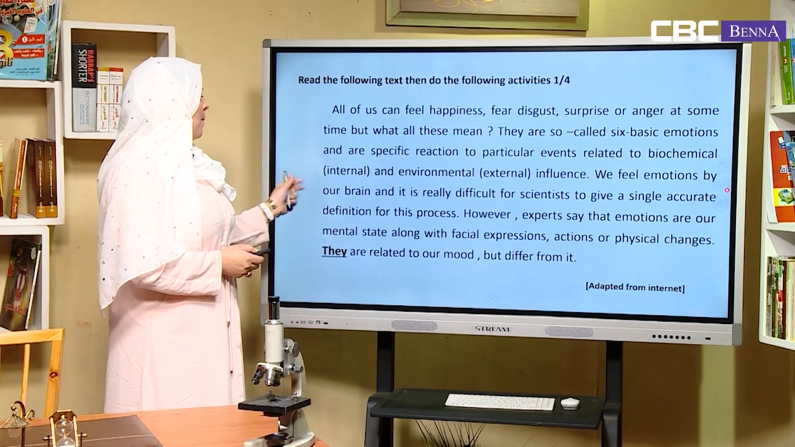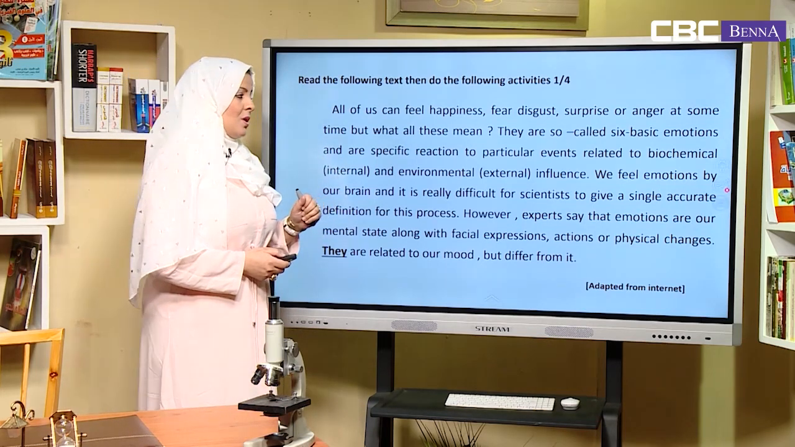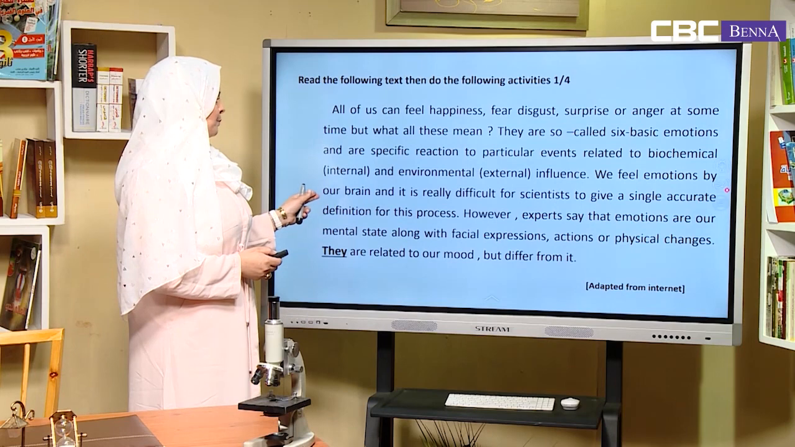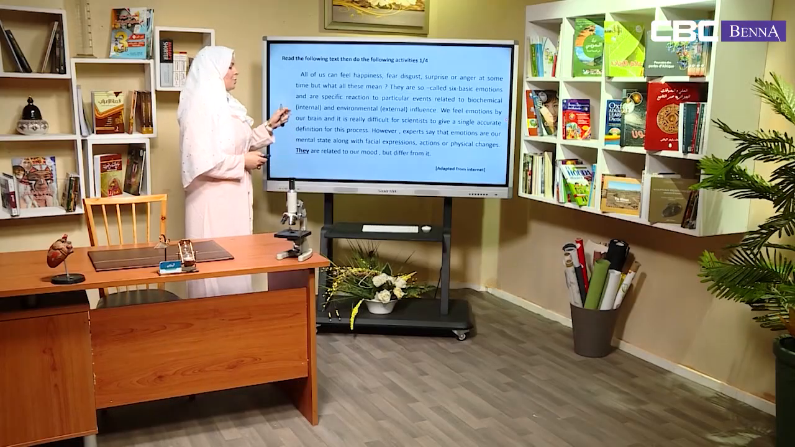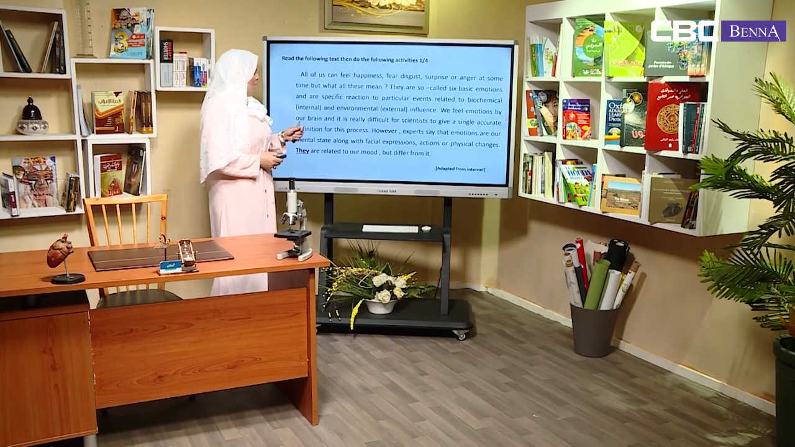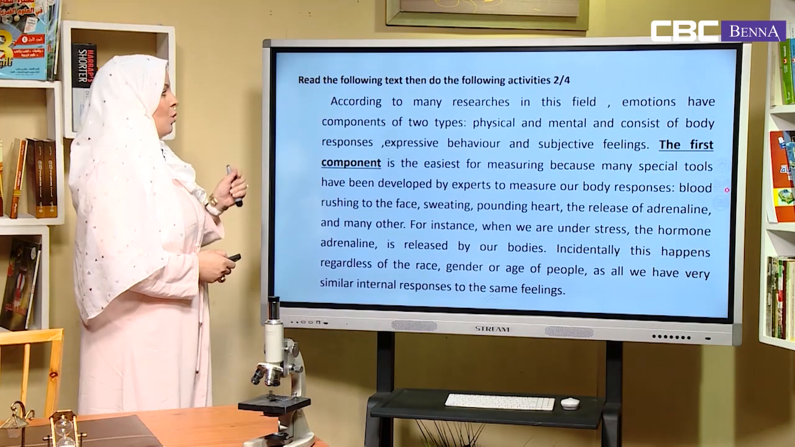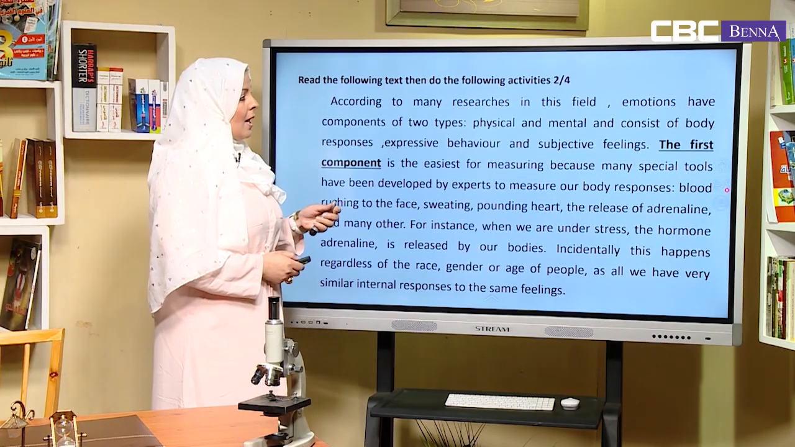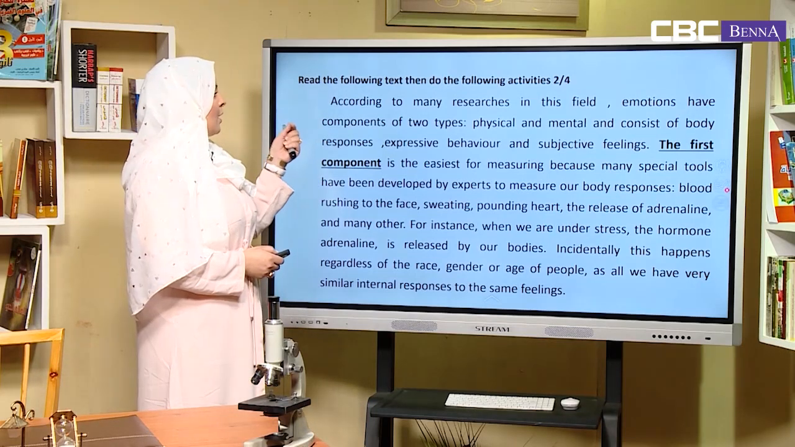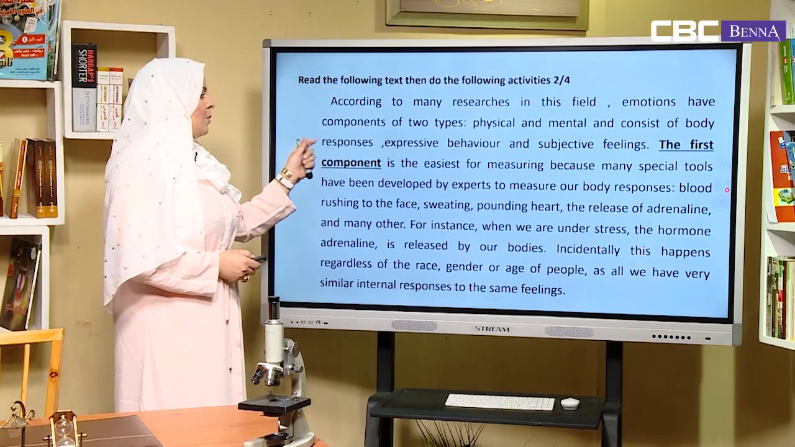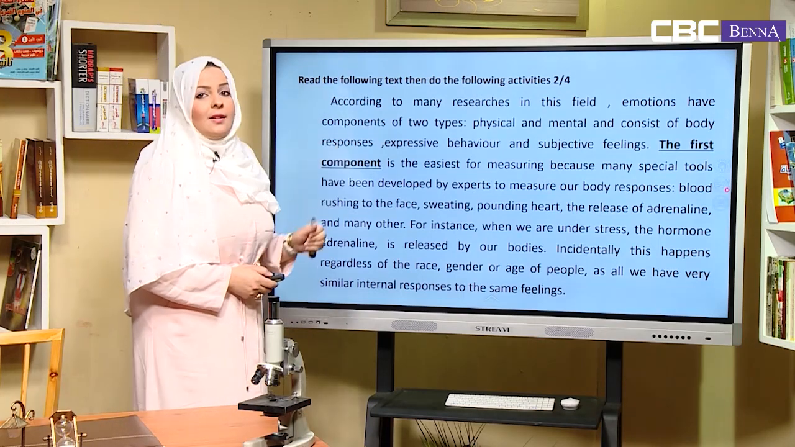We feel emotion by our brain, and it is really difficult for scientists to give a single accurate definition for this process. However, experts say that emotions are our mental state along with facial expressions, actions or physical changes. They are related to our mood but differ from it. According to many researchers in this field, emotions have components of two types, physical and mental, and consist of body responses, expressive behavior and subjective feelings.